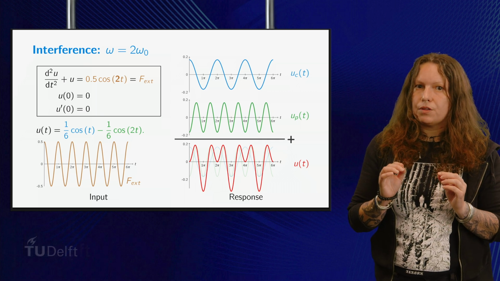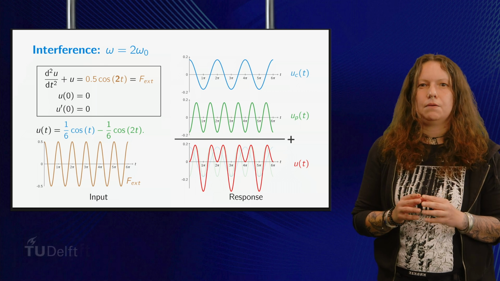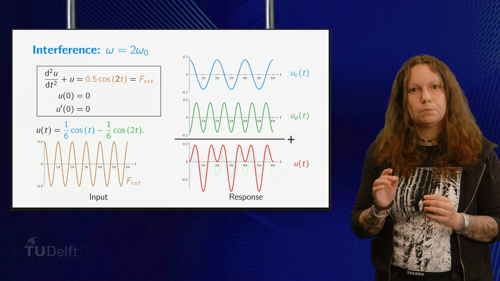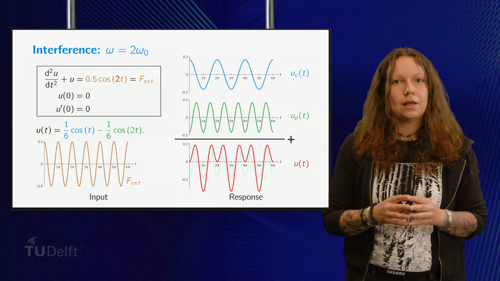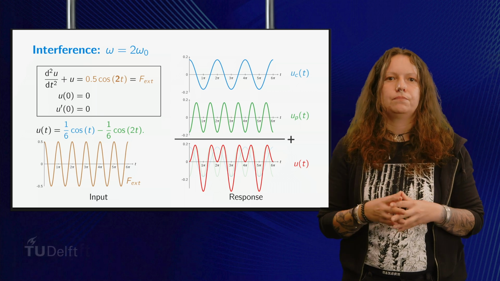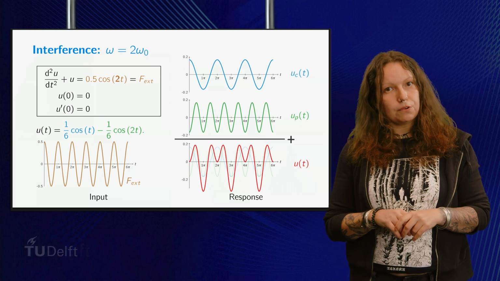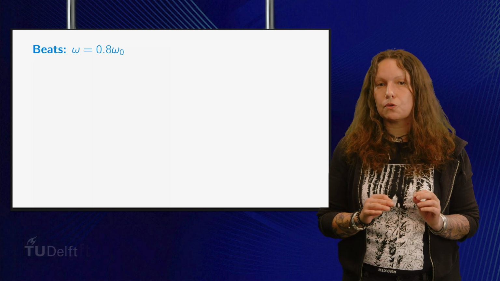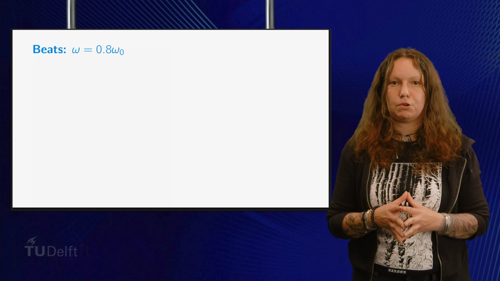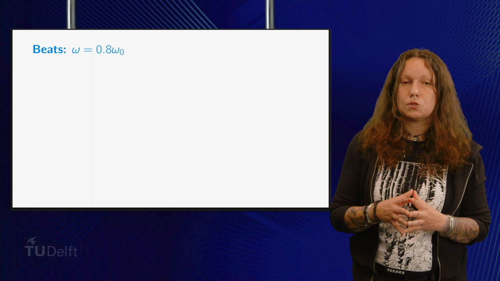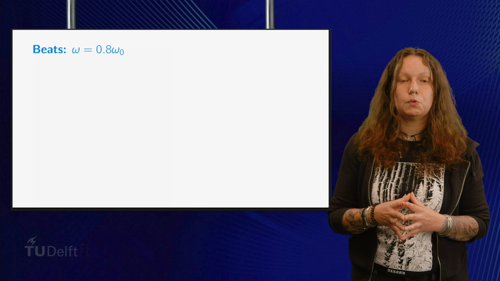But what if the driving frequency is not exactly a multiple of the natural frequency? What if it is close but slightly smaller? This introduces us to the phenomenon of beats. Consider the following example. This time, let the driving frequency be equal to 0.8 times the natural frequency omega 0. So, if the natural frequency is 1, the driving frequency will be 0.8.